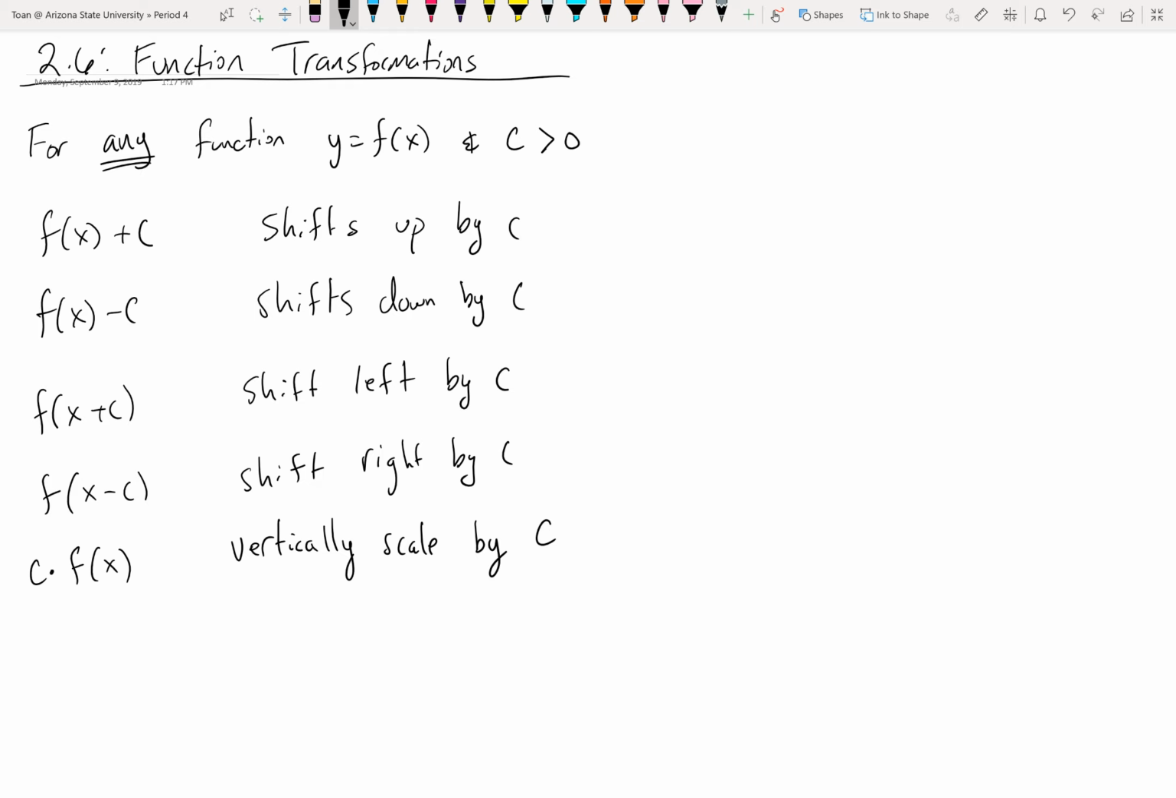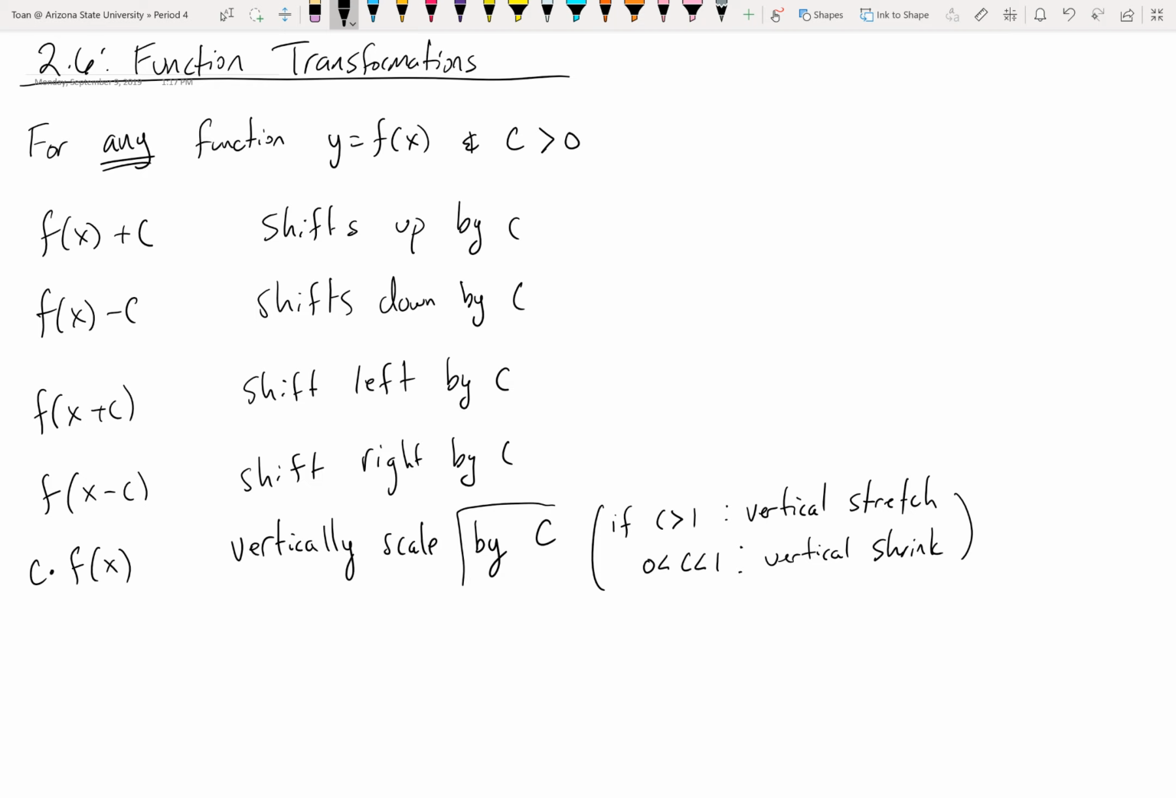Sometimes math teachers, math professors, textbooks may use special words. I think your textbook does. If you're multiplying by a number bigger than 1, you're going to be pulling it upwards. Sometimes that's called a vertical stretch. So a vertical stretch is just a vertical scale by a number bigger than 1. If that C value, what you're multiplying by, is less than 1 but still positive, we sometimes call it a vertical shrink.